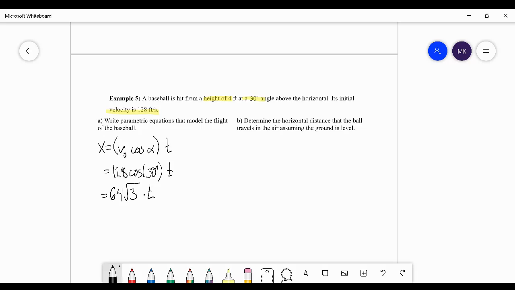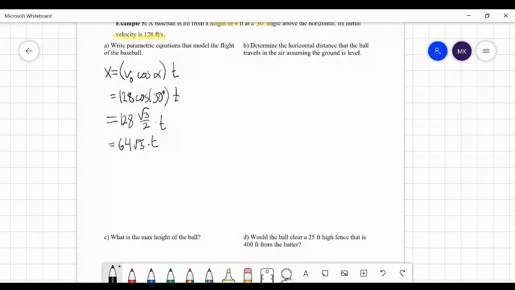times t. Now, if you used your calculator, you're going to get 110.85, and you're like, how did you get 64? Well, let me back up a step. Like I said, you could use your calculator or you could use your unit circle. Unit circle is always nice because it's exact if it's there. Cosine of 30 degrees is root 3 over 2. 128 divided by 2 is 64. So we get 64 root 3 t. Okay, so that's our x.